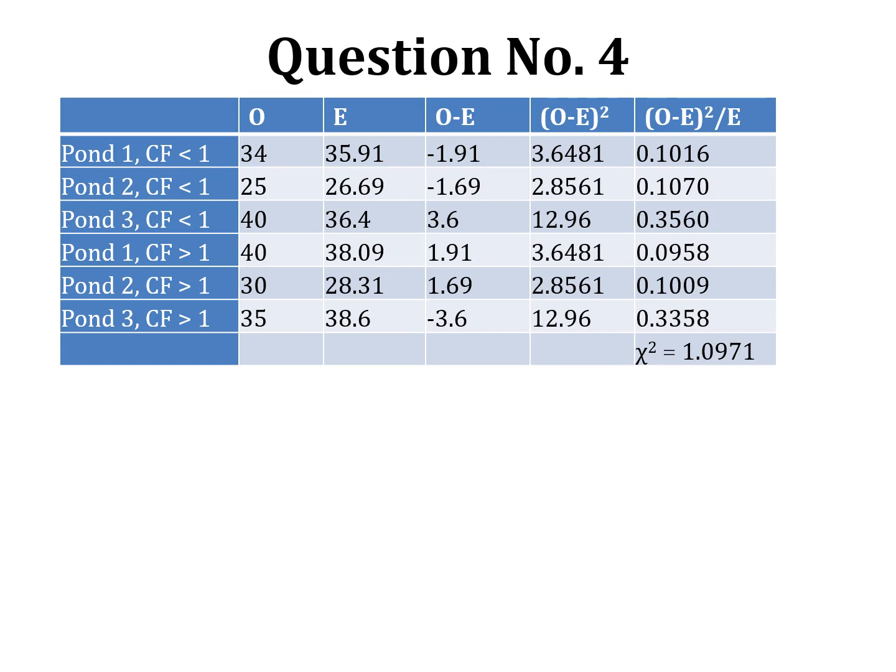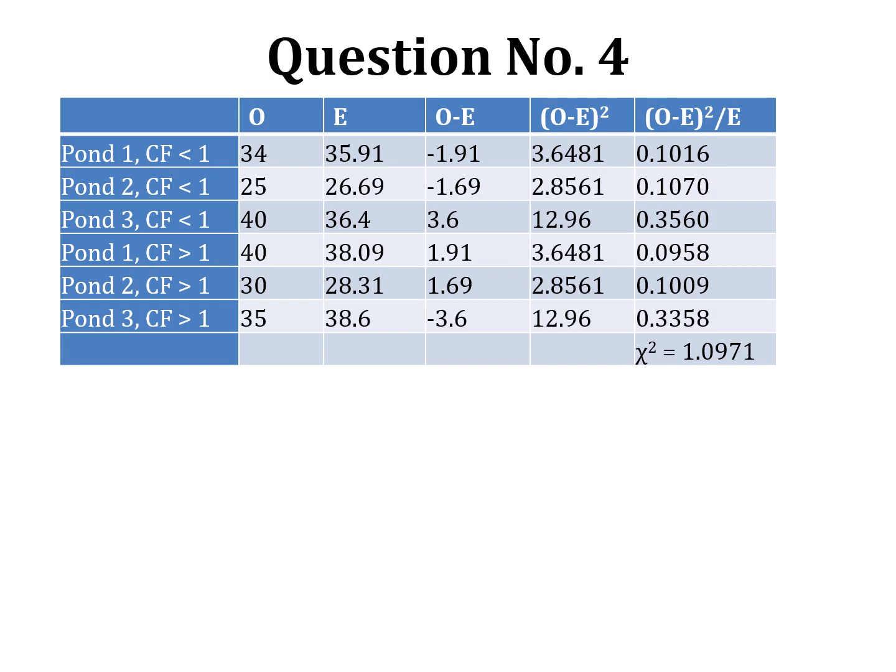So in the first cell, we have 3.6481 divided by 35.91, which are the values for fish with condition factor less than 1 present in pond number 1. And the answer is 0.1016. For the next cell, we have answer 0.1070, and then we have the answer 0.3560, and then the answer is 0.0958, and then the next answer is 0.1009, and the next answer is 0.3358.